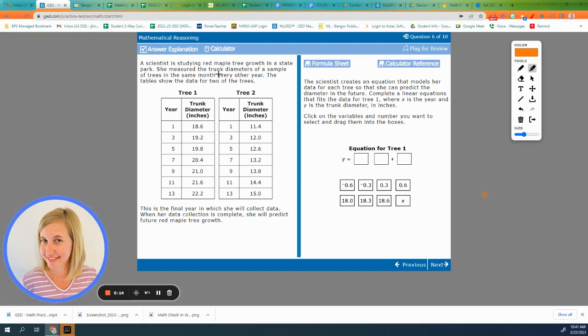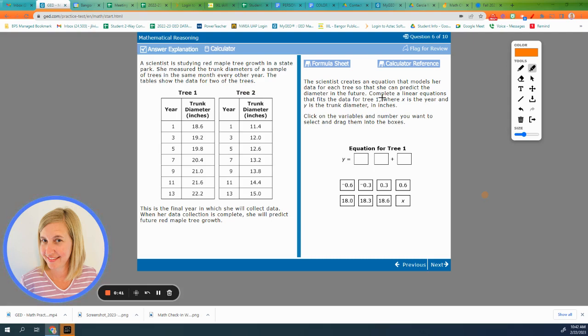This question says a scientist is studying red maple tree growth in a state park. She measured the trunk diameters of a sample of trees in the same month every other year. The tables show the data for 2 of the trees, and then we're given a table for tree 1 that shows year and corresponding trunk diameter, and also a table for tree 2. On the right, it says the scientist creates an equation that models her data for each tree so that she can predict the diameter in the future.